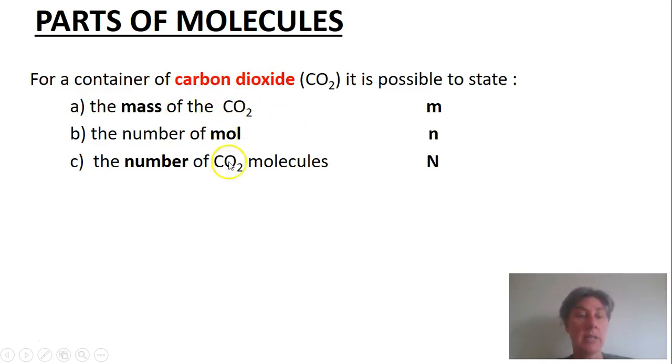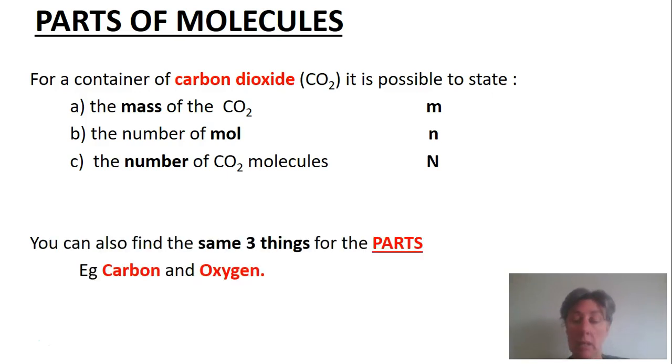of the whole carbon dioxide, the number of mole of the whole carbon dioxide, and the number of actual carbon dioxide molecules. You need to start getting used to little m being mass, little n being the number of groups, moles, and N being the number of actual particles, so molecules or atoms or ions. So once we've got a whole thing with a number of parts that we can break up, we can find the mass or the number of moles, the number of groups, or the number of actual atoms or parts.